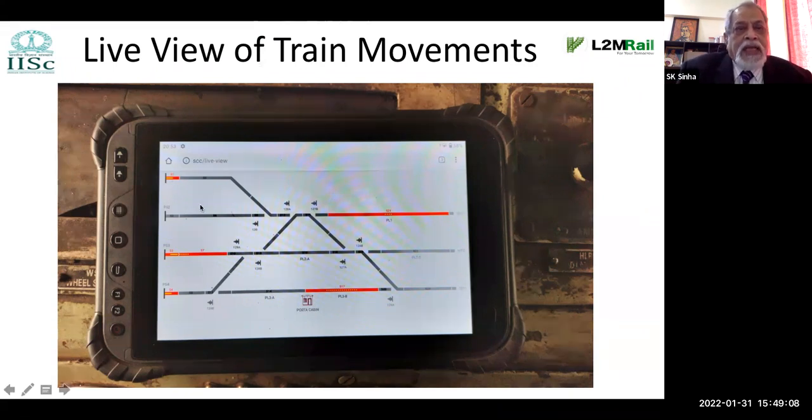These red lines indicate that there are torpedoes here or trains here. One torpedo is parked here. Another one is moving out. So every driver has now the view of the yard. Earlier, they had no idea. Somebody would tell them on walkie-talkie and they would go blindly. So now everybody knows what is happening in the yard.